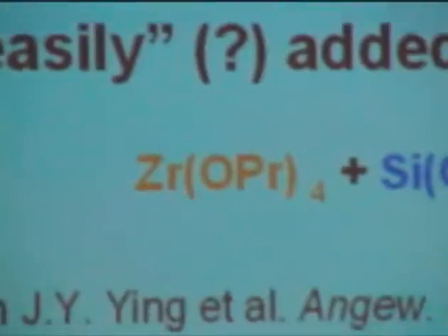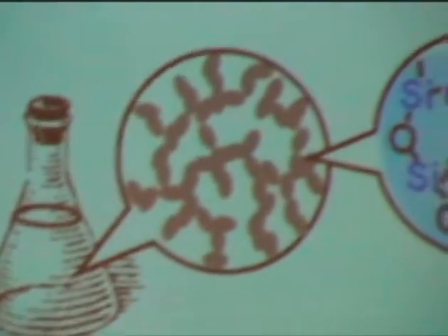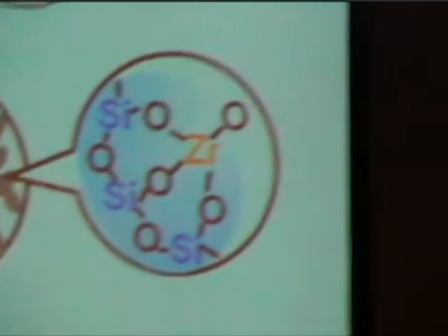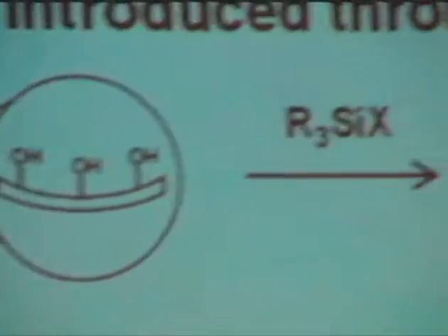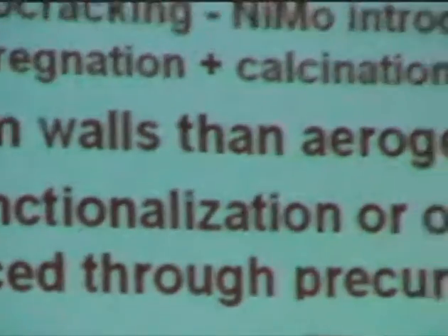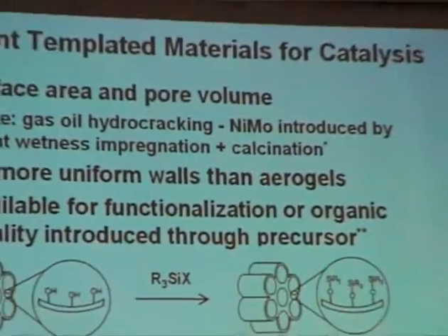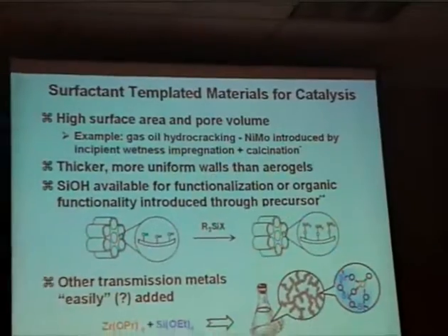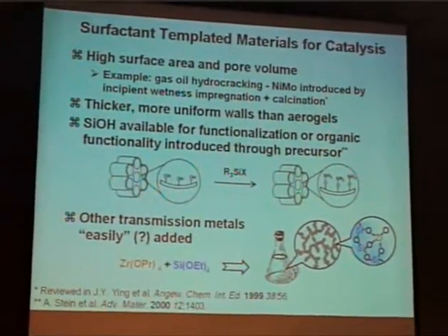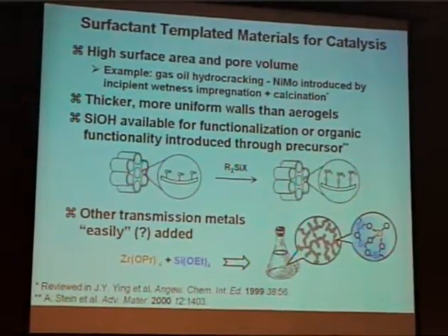So an example of utilizing that is you can just take the silica type of materials that I'll be talking about today and impregnate them with a catalyst. And one example is for gas oil hydrocracking. Nickel and molybdenum were introduced by an incipient wetness impregnation technique and then calcined. And I'm not going to talk about the specific example, but there's a good review about the synthesis of these materials and their applications in catalysis from Jackie Ying and Angewandte Chemie, the international edition from 1999.